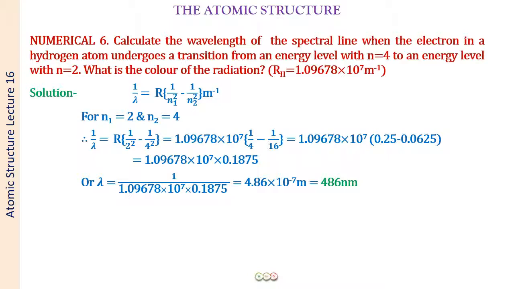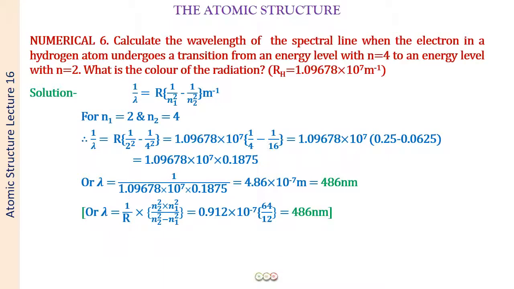Now I'll tell you the reason why I chose the question. In many of the questions, because you have 1/lambda and you have to find the wavelength, what you are doing basically is converting R into 1/R, right? So 1 over 1.09678 into 10 power 7. If you know this value, you have calculated it first and learnt it first, you are going to save a lot of time in your calculations.